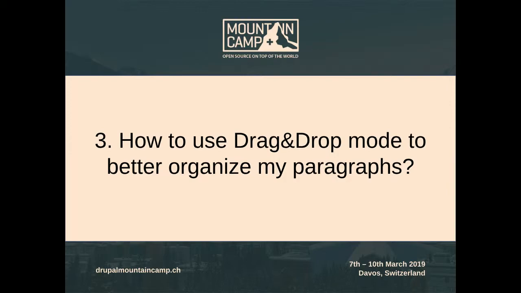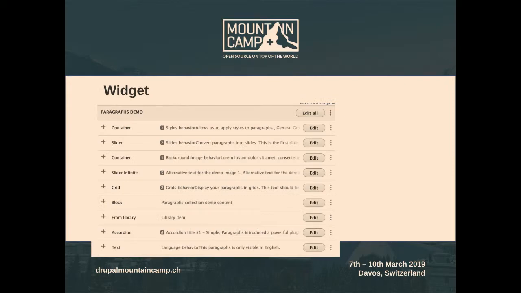Next question would be how to use drag and drop mode to better organize my paragraphs. So your huge list of paragraphs could look like this. This is the table sort feature in core, so you can use the icon on the left side to reorganize those paragraphs, but sometimes it gets tricky if you have many of these, or if you have what we call containers, if you have paragraph types that contain other paragraphs, so nested paragraphs. So it's sometimes tricky to organize a long list of paragraphs.